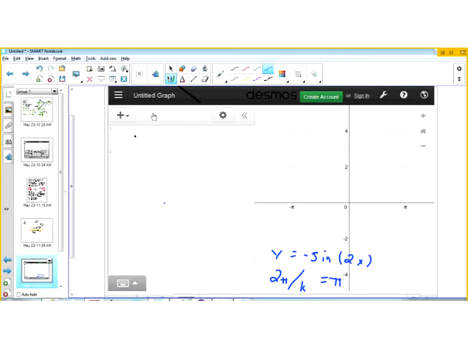All right, so the way you would proceed with this is you'll start off with the graph of the sine function.